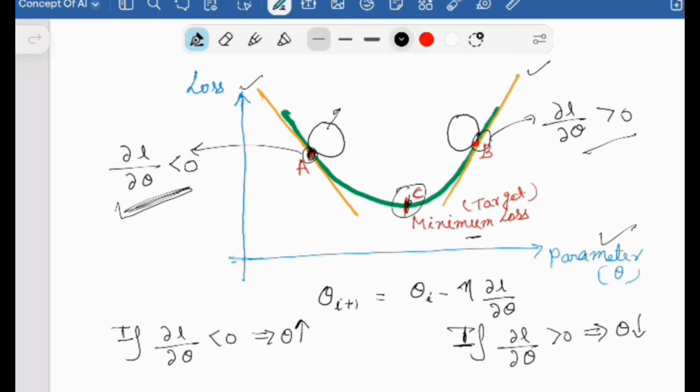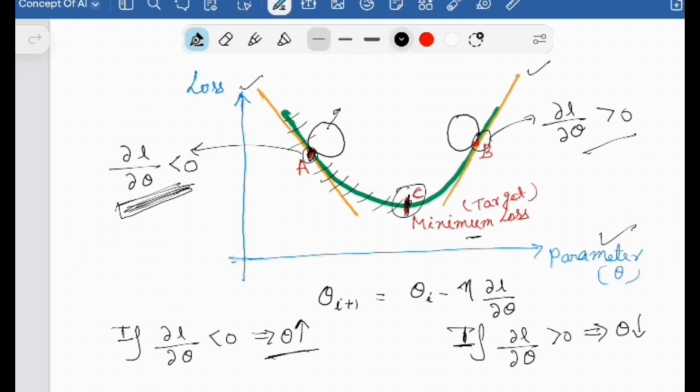Okay, so now here at point A, we know that the slope is negative, right? Since the slope is negative, to reach point C, we need to increase theta. That is the way. So whenever at any point the slope is negative on the function, I need to increase my theta. If I am at any of these points on the left side where slopes are negative, then I need to increase my theta to reach point C. So that is what I want if slope is negative.